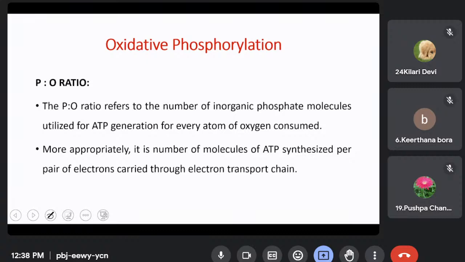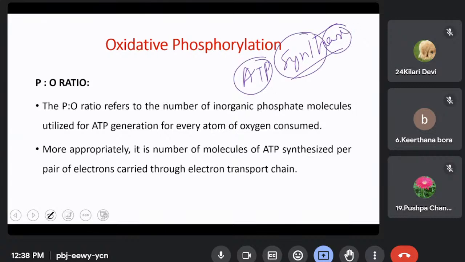And finally, what happens? Oxidative phosphorylation. Where does it take place? It takes place in complex 5. What is complex 5? ATP synthase. What does it mean? It is an enzyme, ase means enzyme, which is involved in the synthesis of ATP. Hence, it is called ATP synthase.